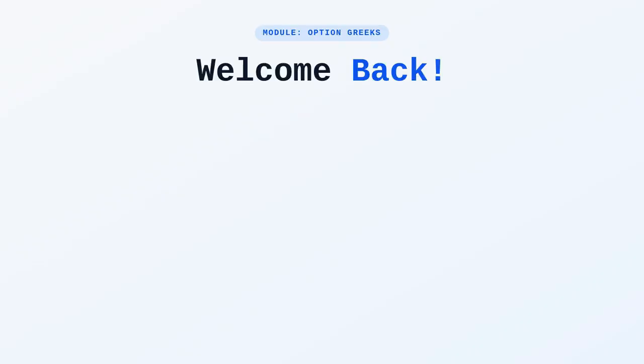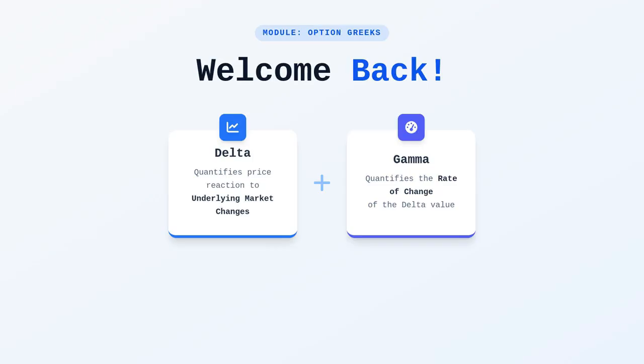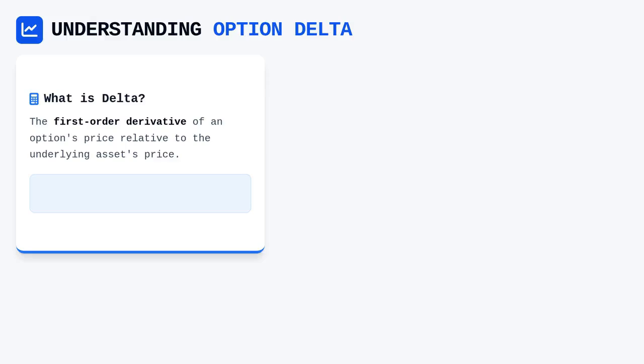Welcome back. In this lesson, we explored delta and gamma to quantify how option prices react to changes in underlying market conditions. Delta is essentially the first-order derivative of an option's price with respect to the price of the underlying asset. When you look at an option's delta, you are measuring the expected change in the option premium for every 1 unit move in the underlying security.